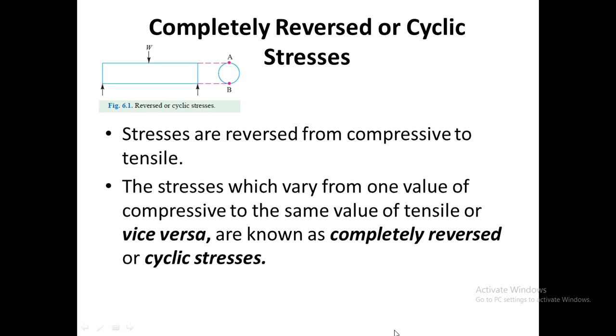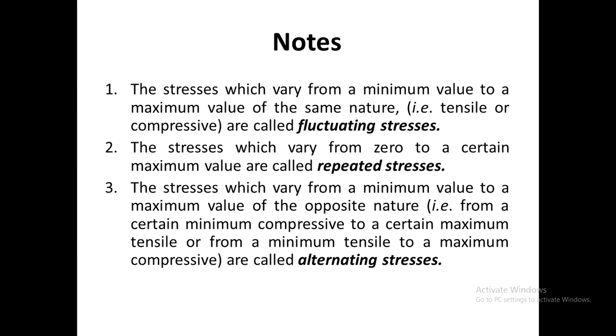Next is completely reversed or cyclic stresses. Completely reversed or cyclic stresses are stresses which repeat between compressive and tensile. So they are reversed, varying from one value to the other. Either they can move from compressive to tensile and vice versa, or they can be a completely reversed stress of the same type.